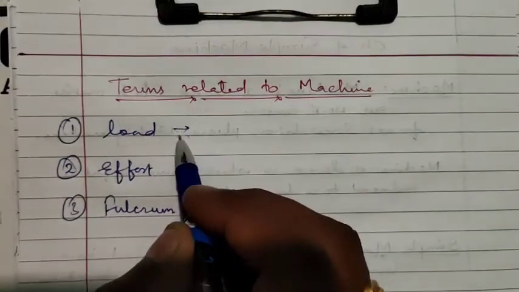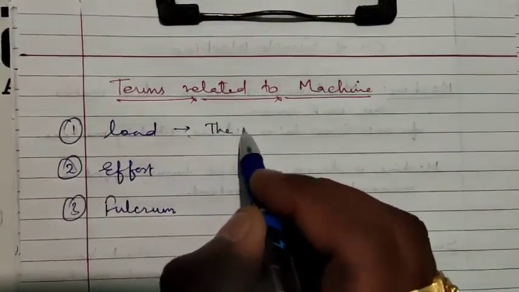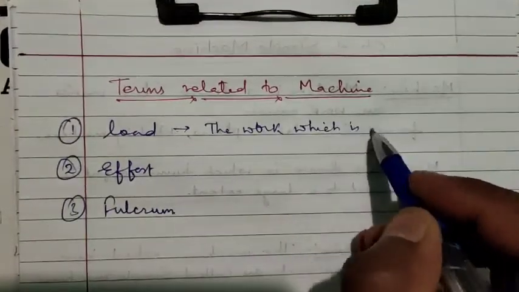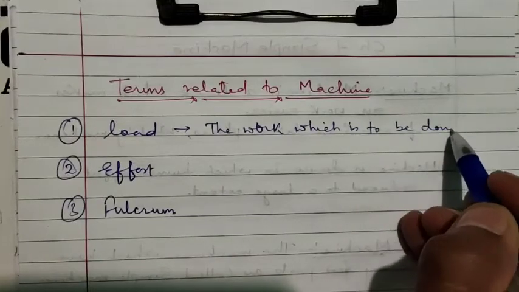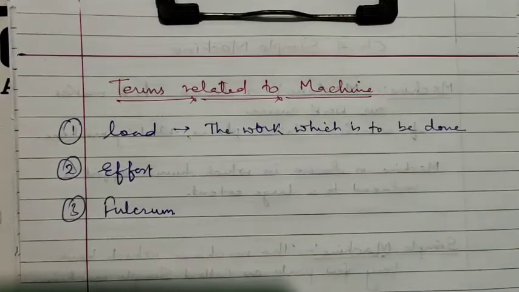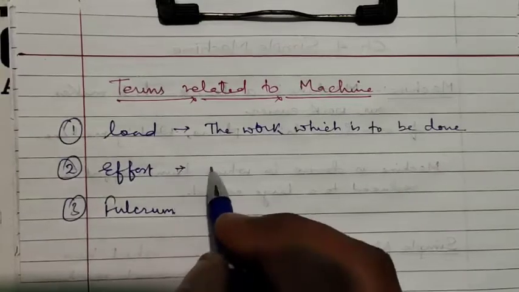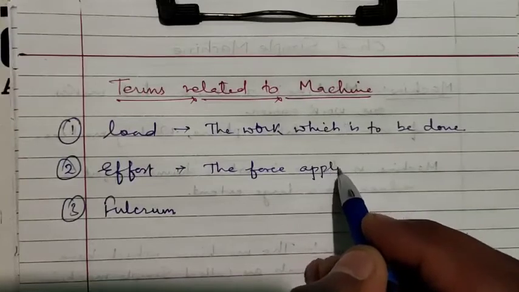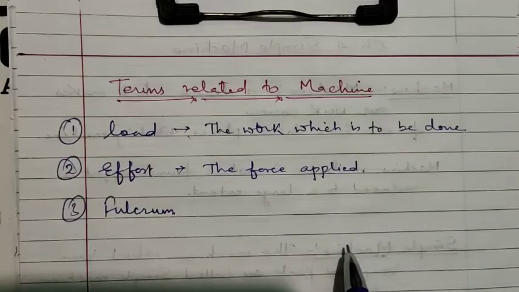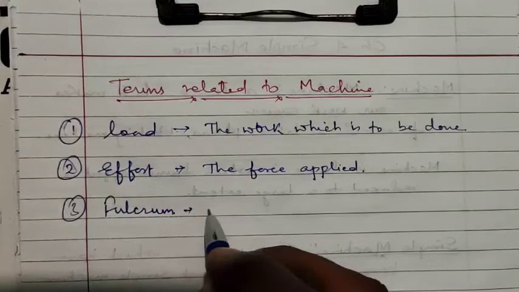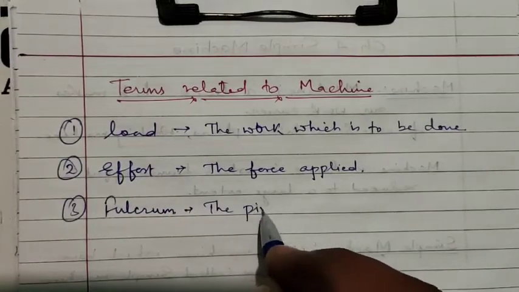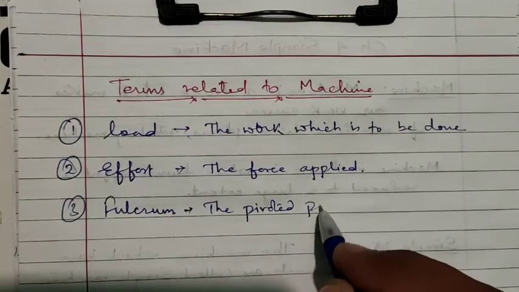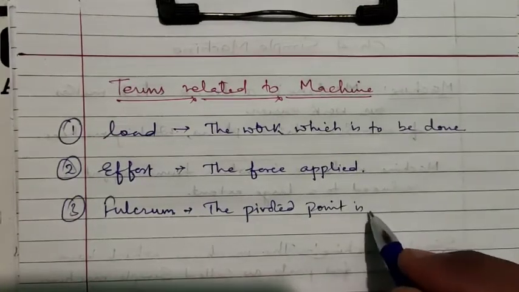Load, we can say that it is the work which is to be done. That is called load. Effort, the force applied. The force which is applied on the body by the human being. Fulcrum, the pivoted point. The pivoted point is called fulcrum.